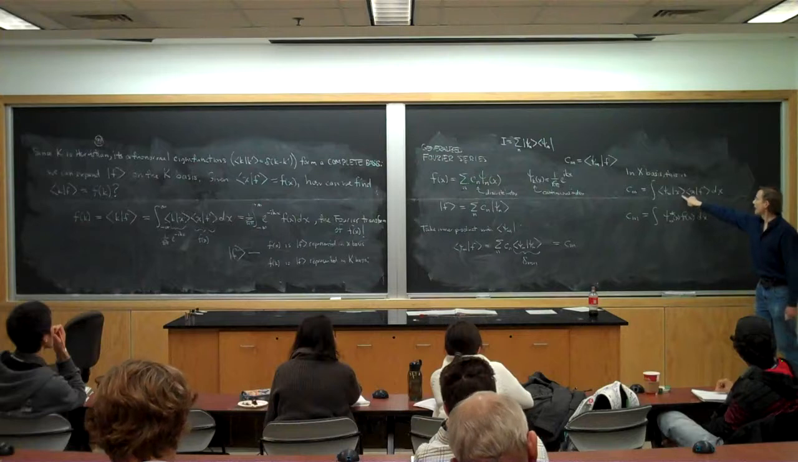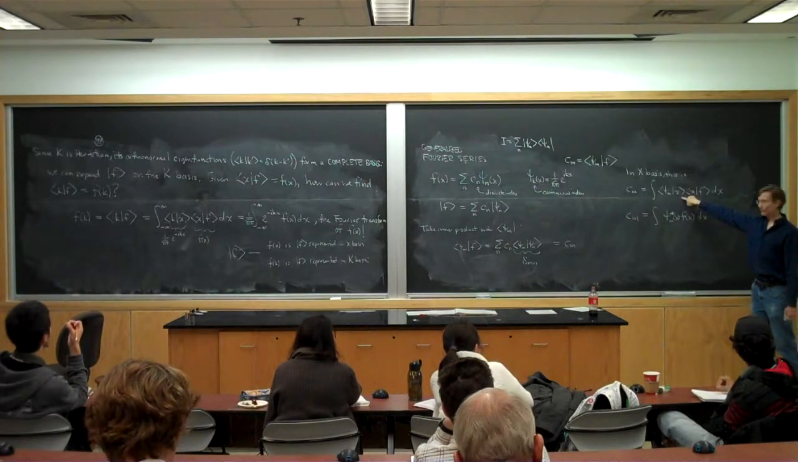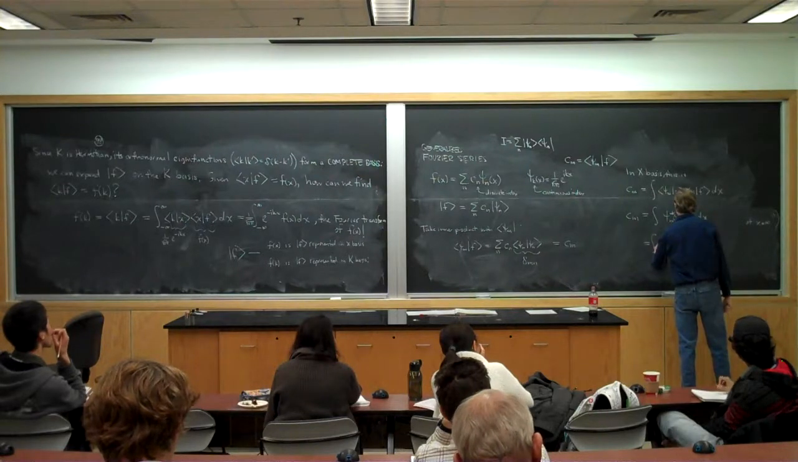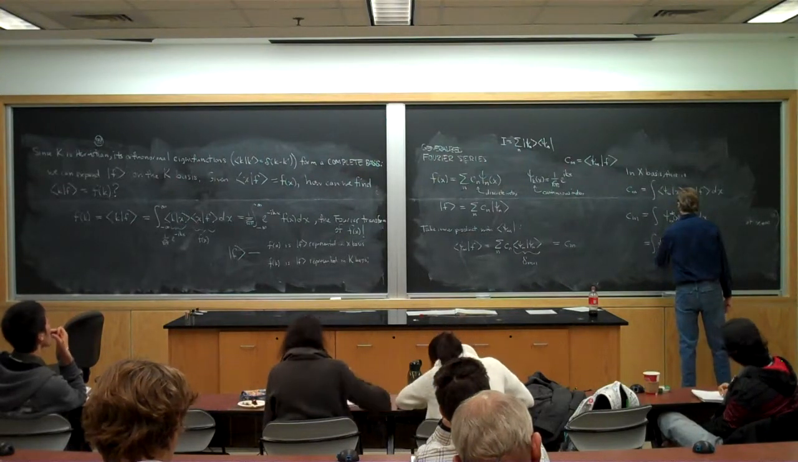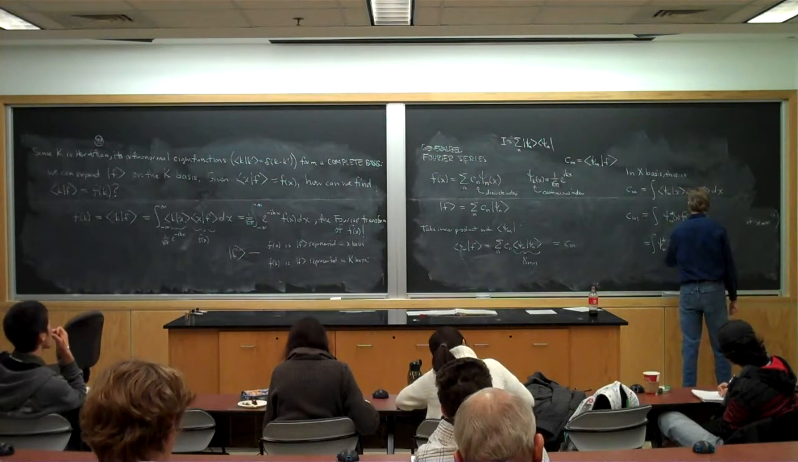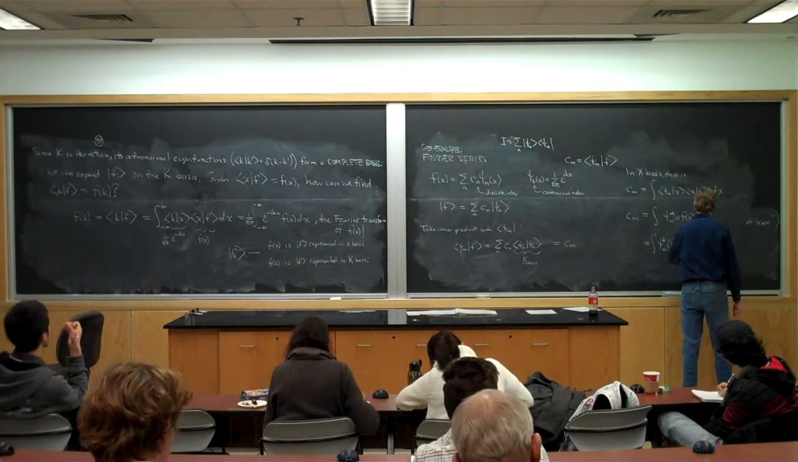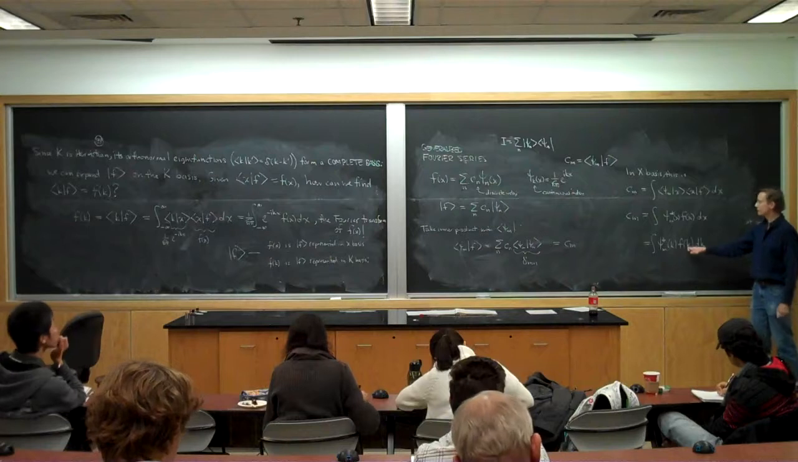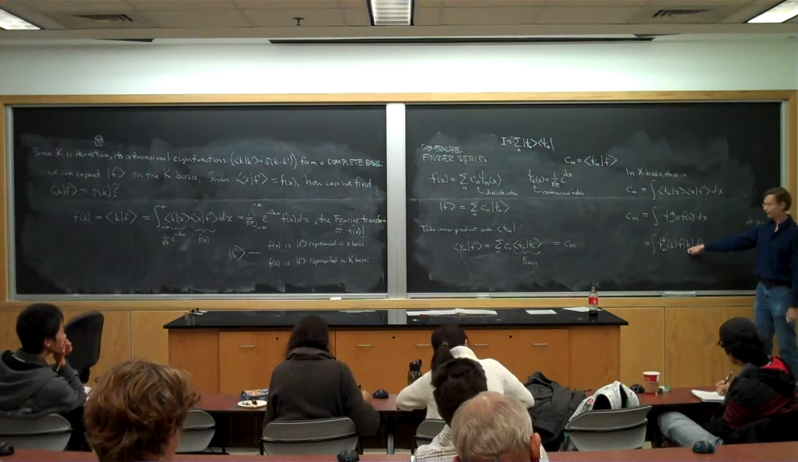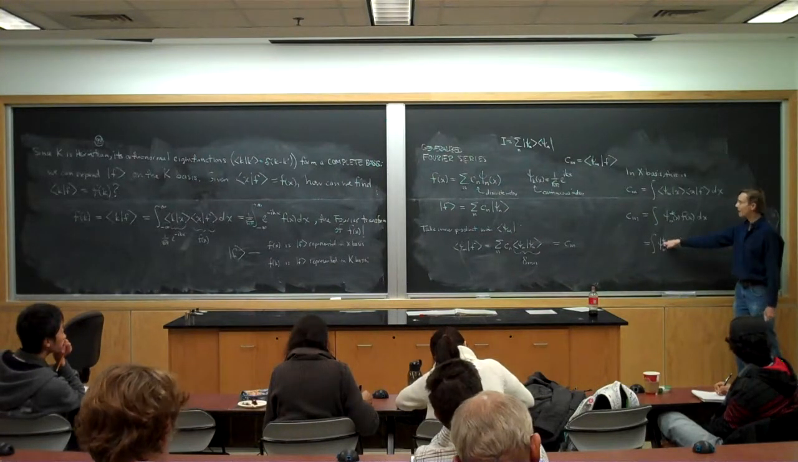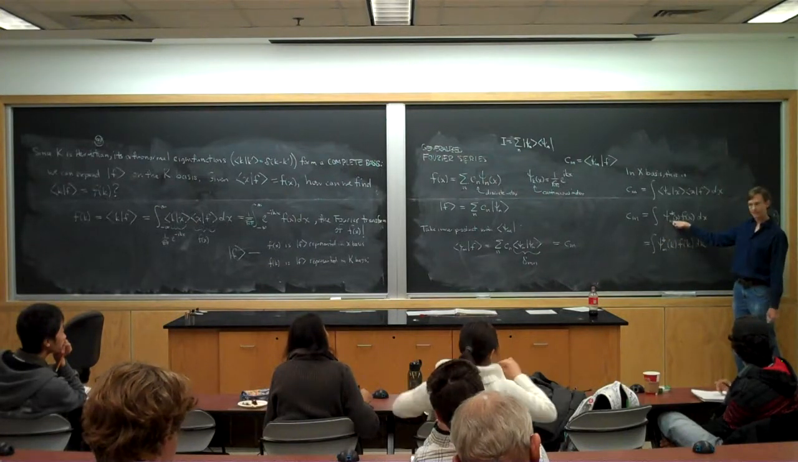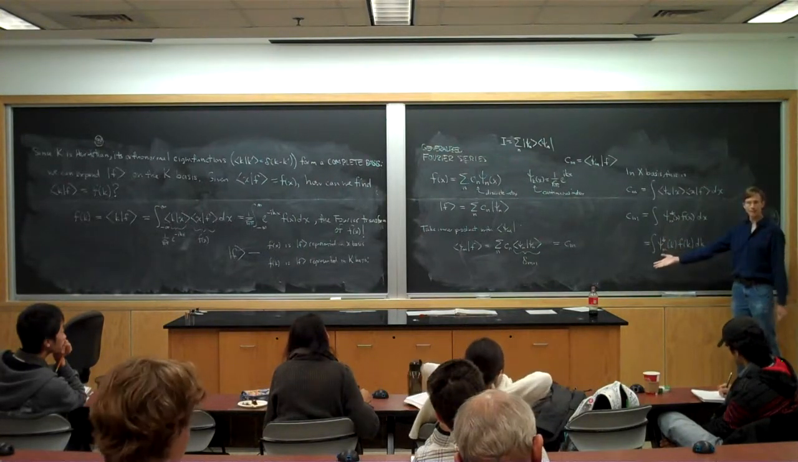But note, I could also be using the Fourier transform functions. In other words, it's also true that C m is given by this integral. It's the integral of the Fourier transform of f multiplied by the complex conjugate of the Fourier transform of psi sub m. It's the exact same formula.